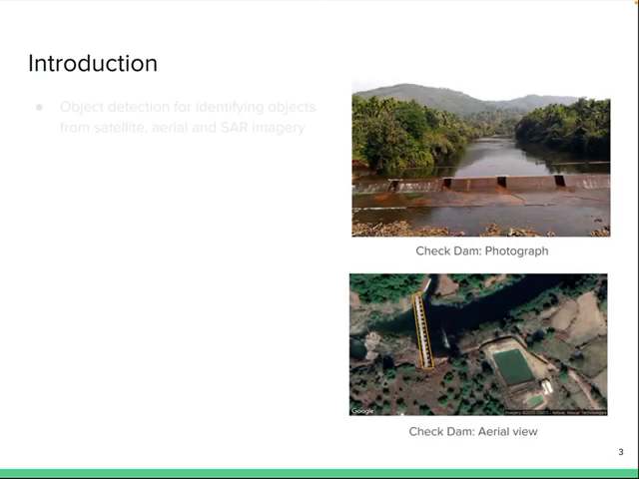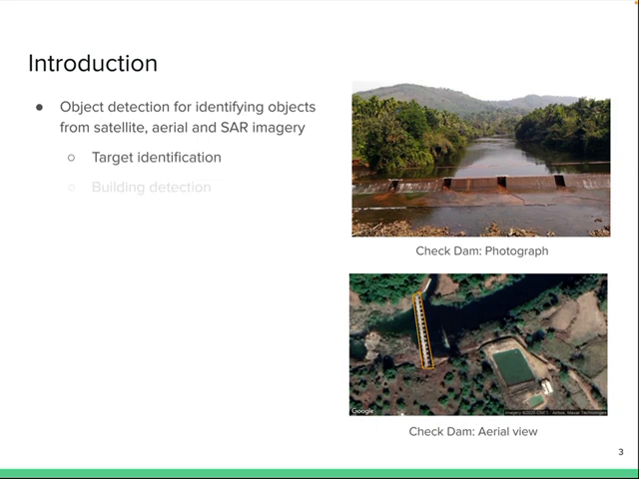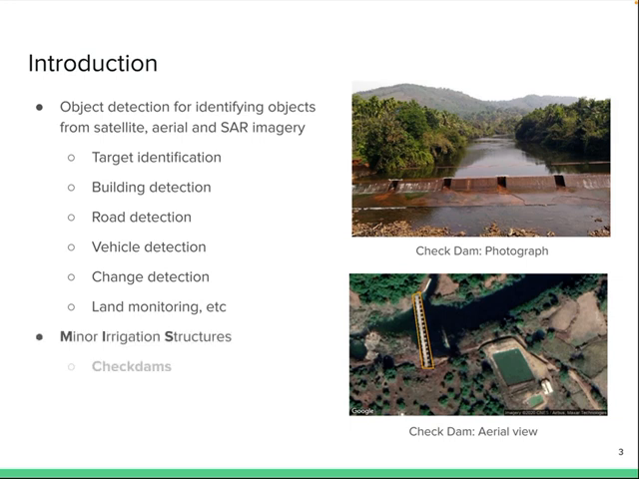With the recent improvements in imaging technologies of the satellite sensors, large volumes of spatial resolution data are available, resulting in the application of object detection in remote sensing for identifying objects from satellite, aerial, and SAR imagery. This availability has led to various applications such as target identification, building detection, road detection, etc.